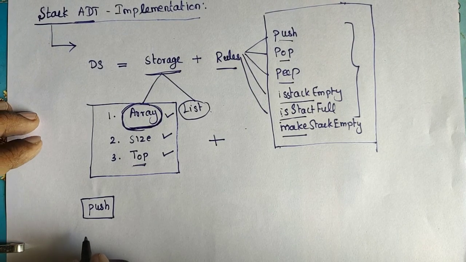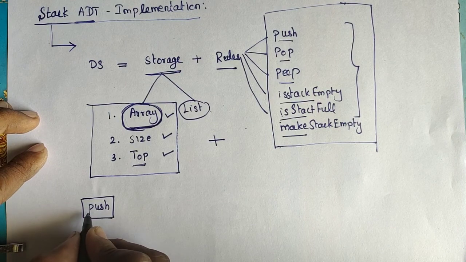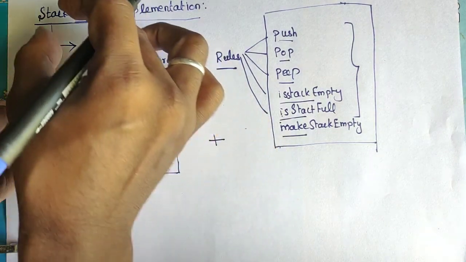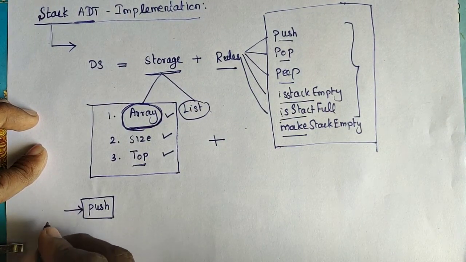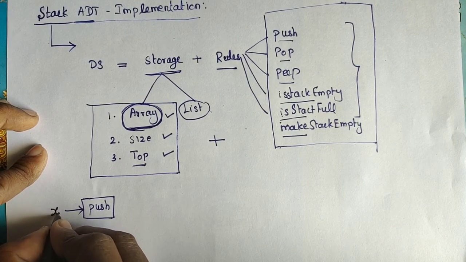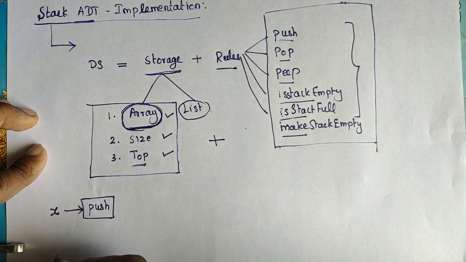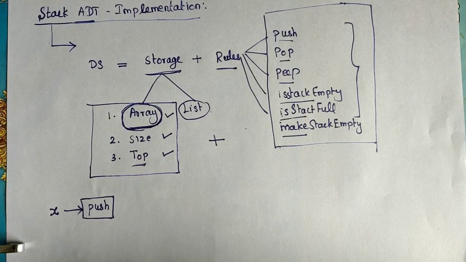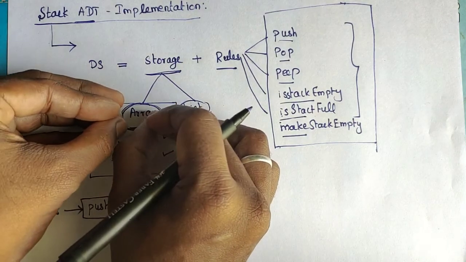The input means I want to insert an element. I want to insert a new element into the stack. The storage is a part of the stack. So I need one element, that is the new element x. The x is a new element to be inserted. So that will be the input for the push operation. What should be the result of this operation? The x needs to be inserted, that is, stored into that array.